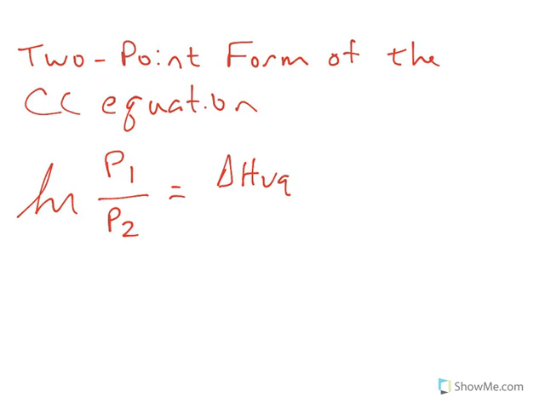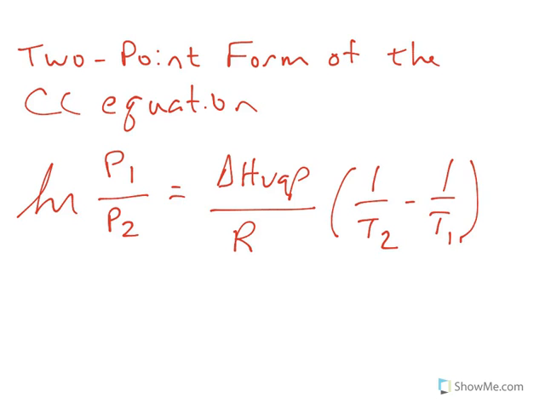Since it's the same substance, it's going to have the same heat of vaporization and the same gas constant, and we're going to have the two different temperatures here. T2 and P2 are related, and T1 and P1 are related. So this equation is very handy when you're trying to calculate, let's say, a heat of vaporization from two different experiments, or if you want to calculate what the vapor pressure of this substance is going to be at a new temperature. The two-point form is quite helpful.